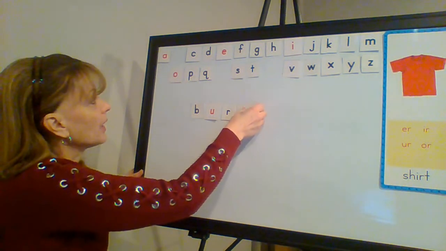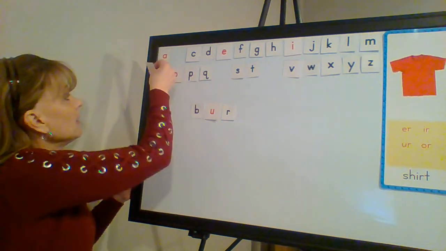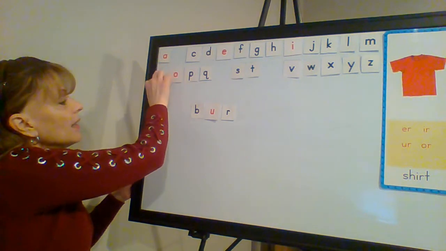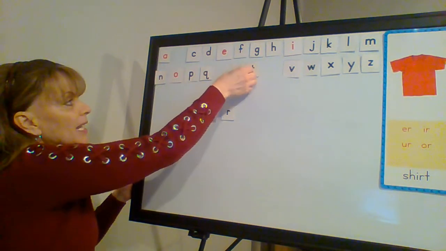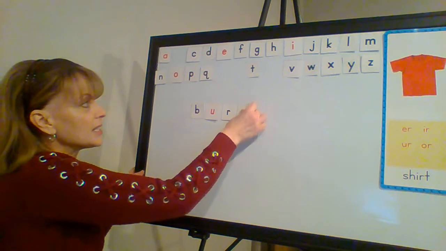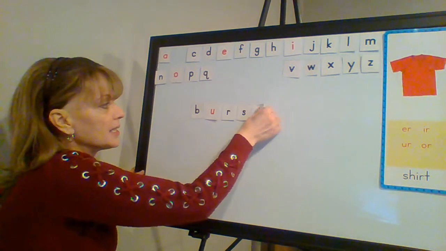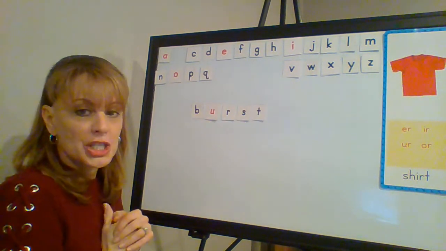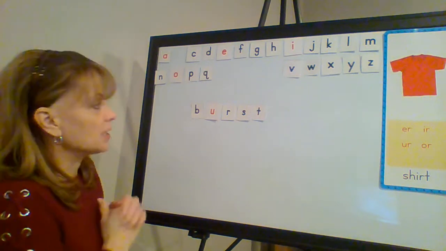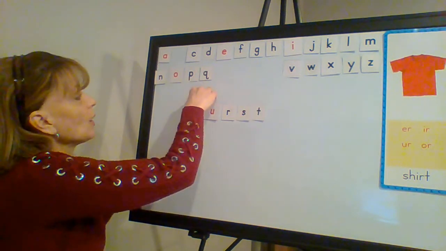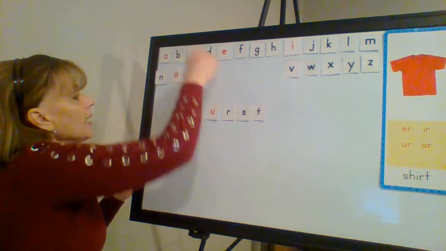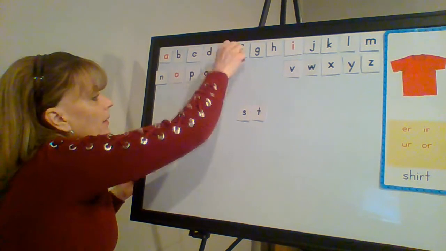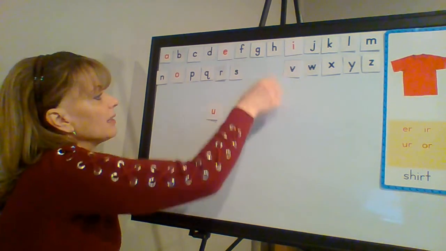So I look and I'm going to take off the N and put it back. And what are the phonemes that I hear? I hear b, ur, s, t, burst. Excellent. Go ahead and put all those letters back. Oh, look at that. These are all in a row.